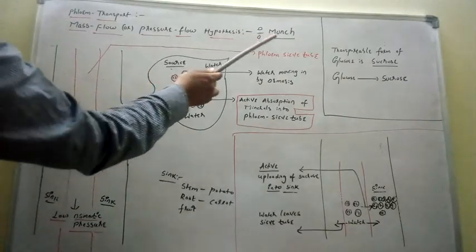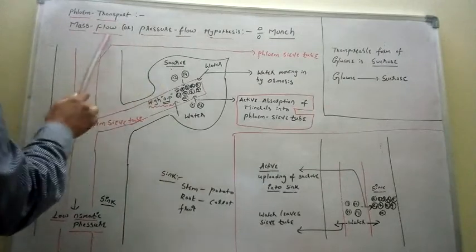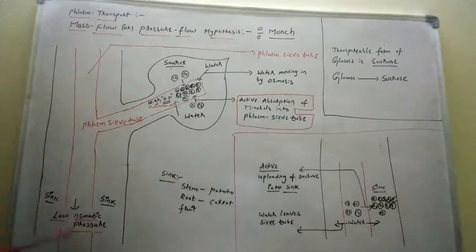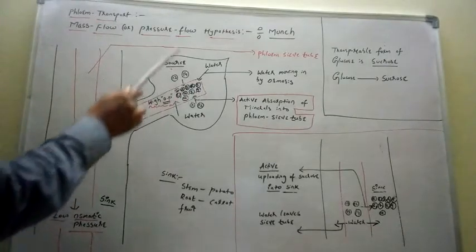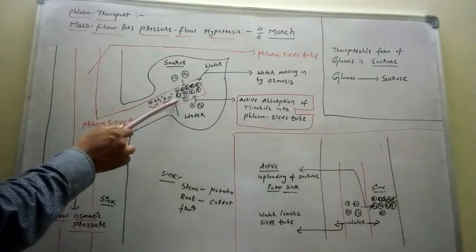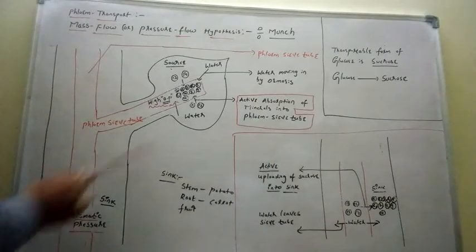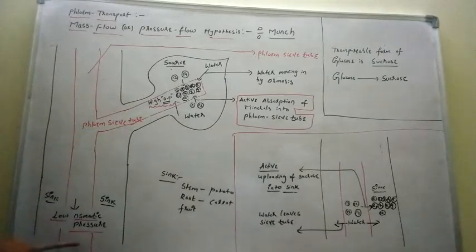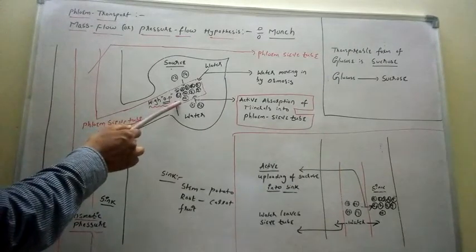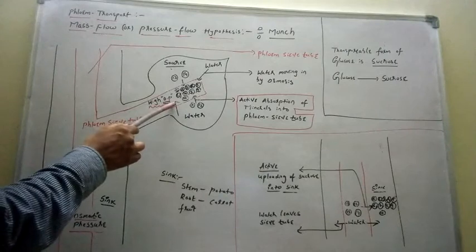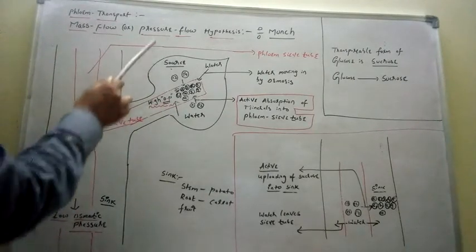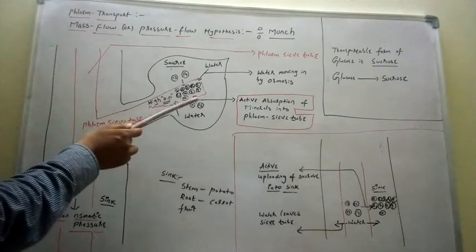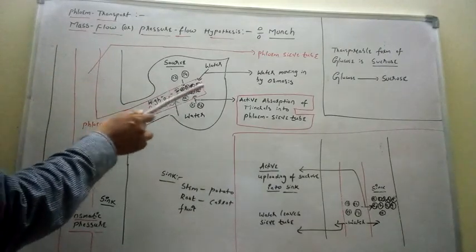Why is this hypothesis called mass flow or pressure flow? Here the food material moves in masses by using the pressure. Which pressure? Here high osmotic pressure, here low osmotic pressure. As the food material is moving from a region of high osmotic pressure to a region of low osmotic pressure, the food material is moving with the help of the pressure differences, osmotic pressure differences. That's why it's called the pressure flow hypothesis. And the food material is moving in masses. So the food materials are not moving singly, they are moving in masses. That's why mass flow or pressure flow hypothesis.